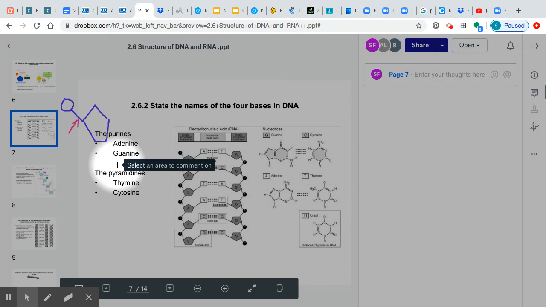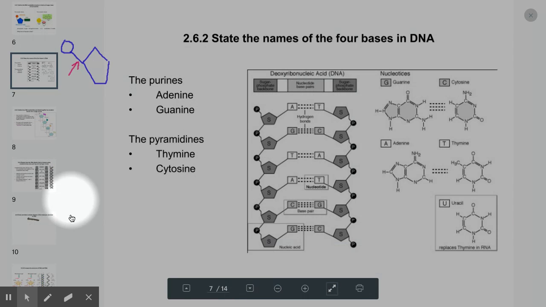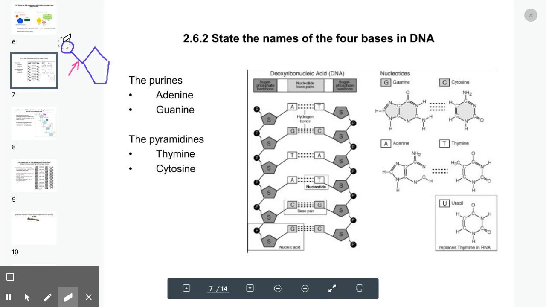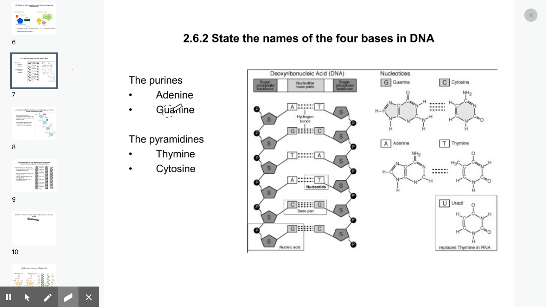2.6.2 wants us to remember the names of our 4 bases. That's actually an HL requirement that they might ask you to list them. However, they constantly refer to them as adenine, guanine, thymine, and cytosine. So it's important whether you're taking SL or HL that we remember. But those are the 4.